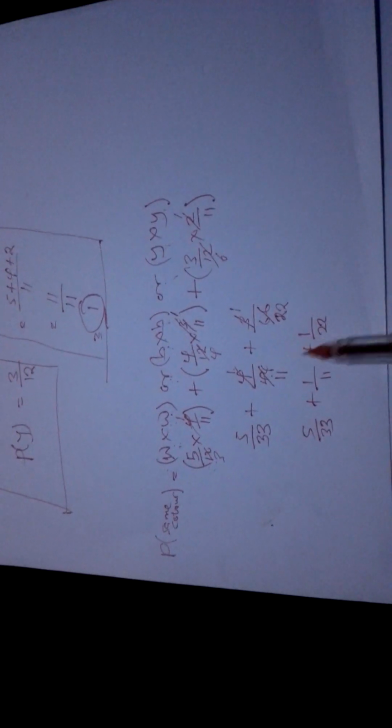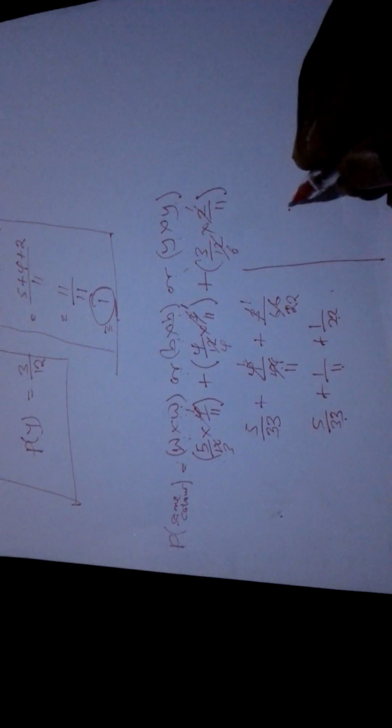Now we look for the number. If we want, we can add these separately. We add these first, then we add this one. If we can't find the common denominator, we can say, let us find the lowest common multiple of 33, 11, and 22. The number through which 33 can go, 11 can go, and 22 can go. I guess it is 66.